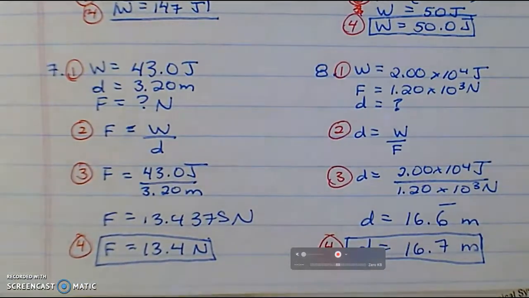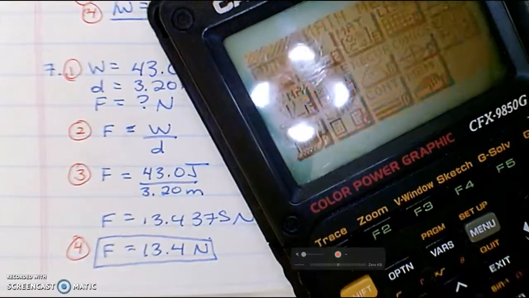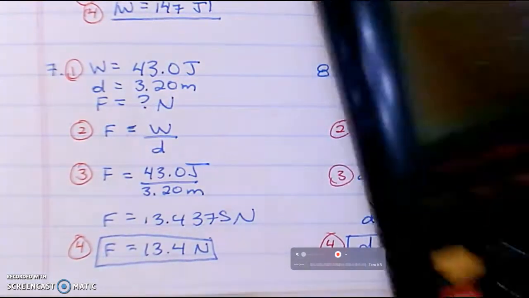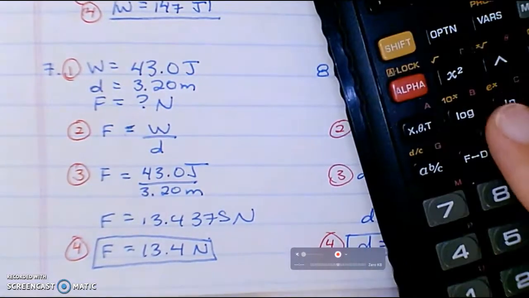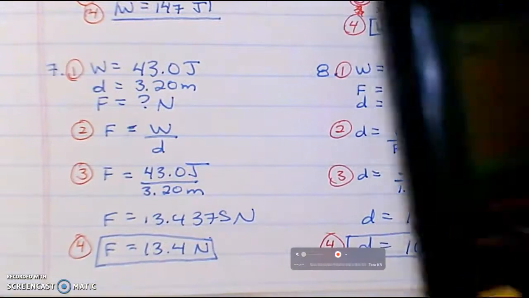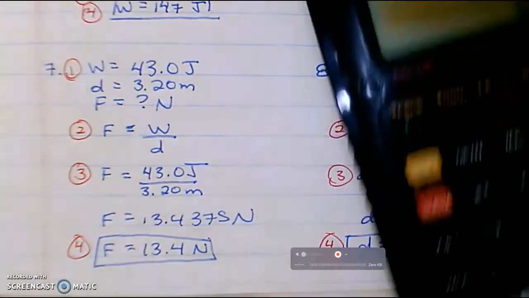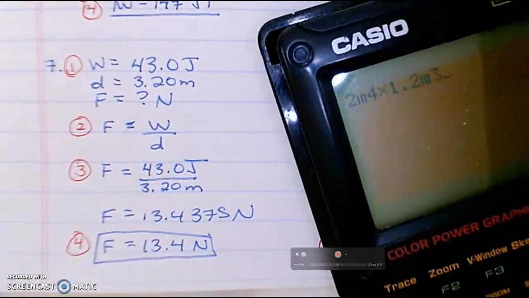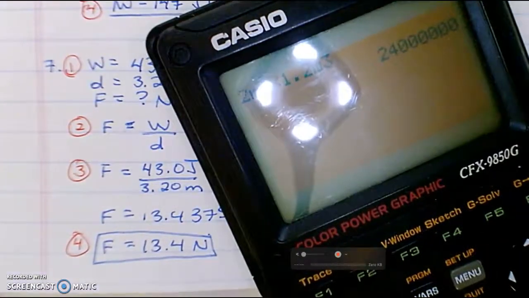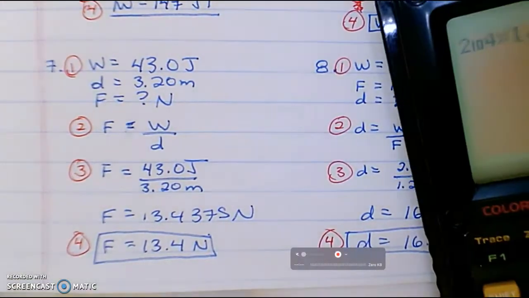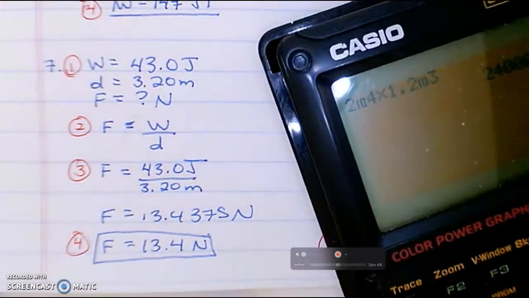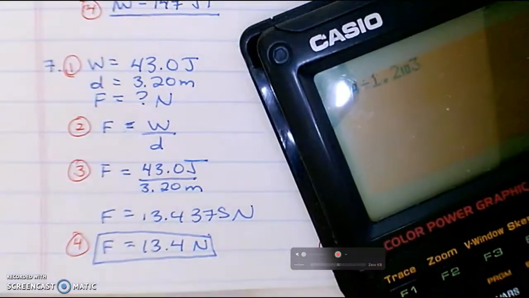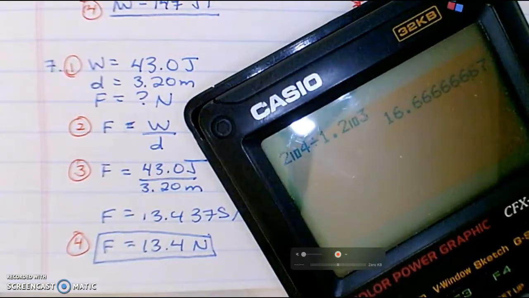When you were punching that in your calculator, you were using the 10 to the what button. So this was 2 shift 10 in my calculator to the 4 times 1.2 times 10 to the 3. And this was your total. And if you don't trust it, because you pushed times instead of divided by like you're supposed to, you can go back and put the right operation. And you get 16.66666.